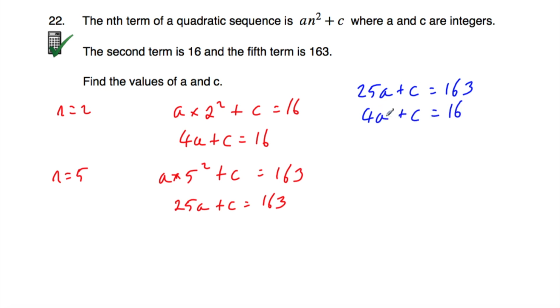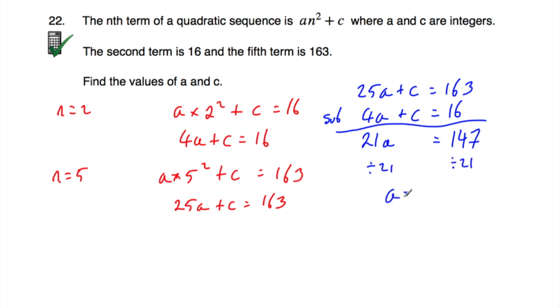Now the reason I've written this one above this one is because we've got plus c and plus c. So that means if we subtract the two equations, the c's will be eliminated. They'll cancel out. c take away c is 0. And if we do 25a take away 4a, that's 21a. c take away c is 0. And then on the right hand side, we've got 163 take away 16, and 163 take away 16 is equal to 147. So that means that 21a is equal to 147. And if we divide by 21 and divide by 21, we get that a is equal to 7. So we've got a is equal to 7.